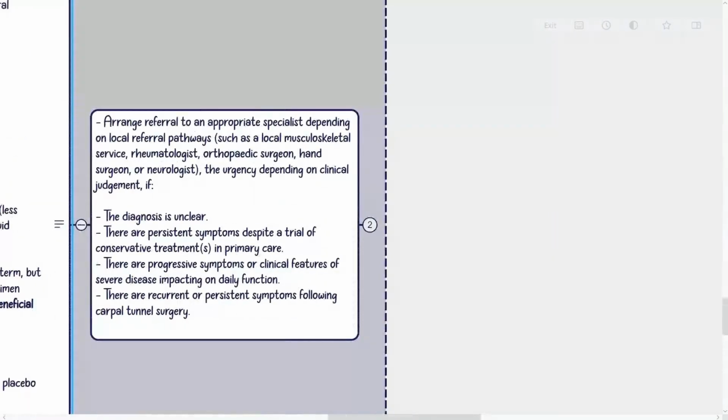Arrange referral to an appropriate specialist depending on local referral pathways, such as a local musculoskeletal service, rheumatologist, orthopedic surgeon, hand surgeon, or neurologist. The urgency depends on clinical judgment if the diagnosis is unclear. Refer if there are persistent symptoms despite a trial of conservative treatment in primary care, progressive symptoms or clinical features of severe disease impacting on daily function, or recurrent or persistent symptoms following carpal tunnel surgery.